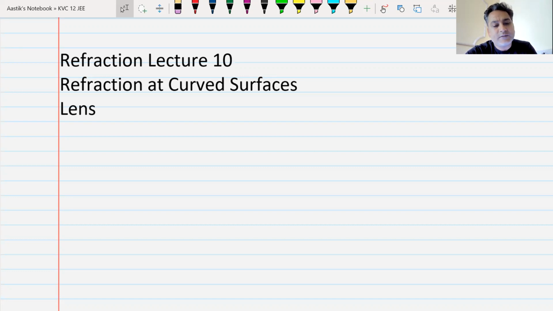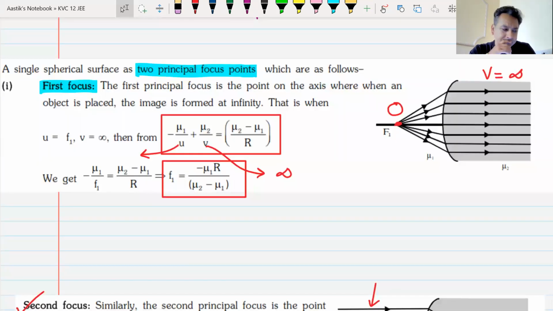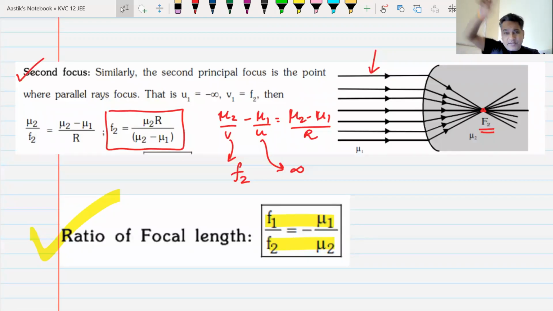Do we remember the two types of focus? Yes or no? Yes, sir. The first principal focus is the point where if you keep the object, the image forms at infinity. The second principal focus is the point where rays coming from infinity or parallel to principal axis actually meet. That is known as the second principal focus. You have to keep this concept in your mind because these things are going to come over and over again.